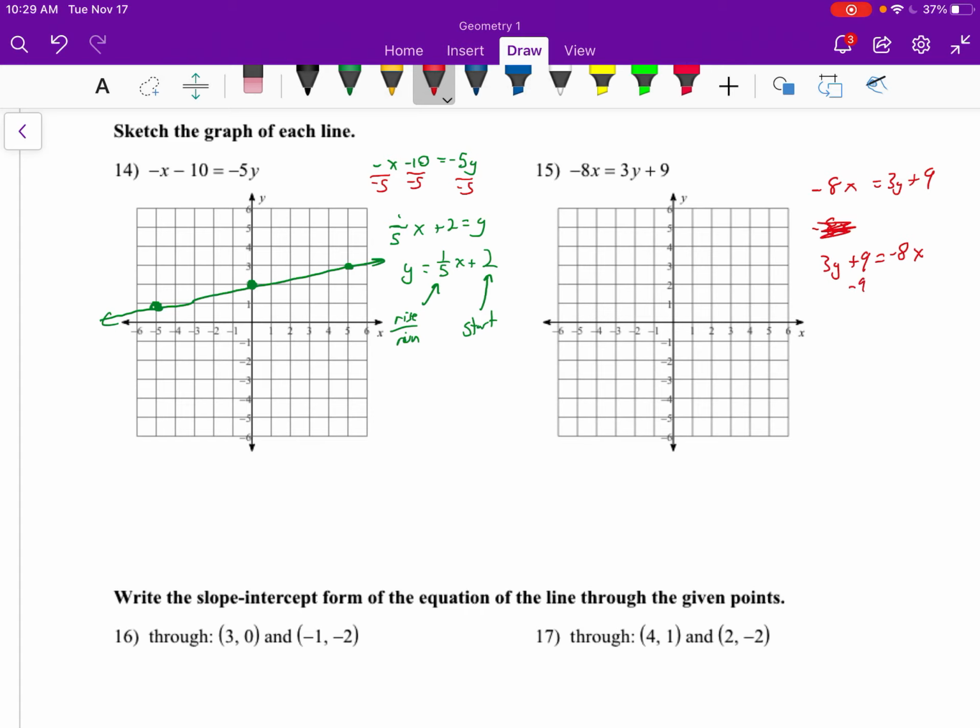We'll subtract 9 from both sides. 3y equals, we put our x term first, and then the constant. Divide both sides by 3, and we get our equation. y equals -8 thirds x minus 3. So our y-intercept is -3. And we're going to have -8 thirds. Well, we can think of -8 thirds like this, but it would be hard to go down 8 units from the point that we have. So that's the same as 8 over -3. So here we can go up 8 and left 3. And so there's the graph of the line that we want.